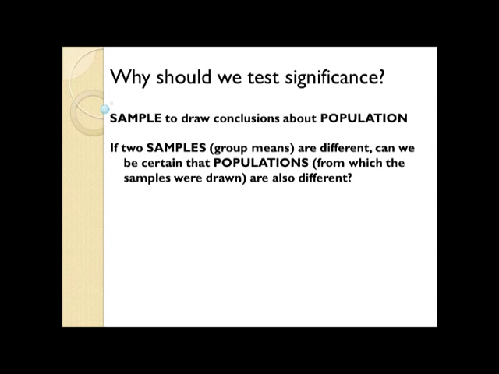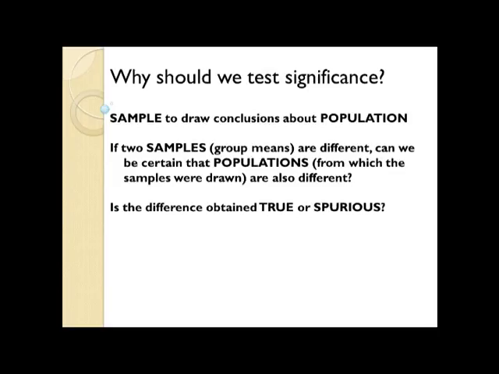What is important is, if from the same population we draw two samples, or we have two different populations and one sample from each, the question we are going to test is: if the two sample or group means are different, can we be certain that the populations from which they are drawn are also different? Suppose we don't know whether the populations differ in characteristics, we can draw samples, compare the samples, and check whether the populations differ from each other. This is basically what we do when we test significance.